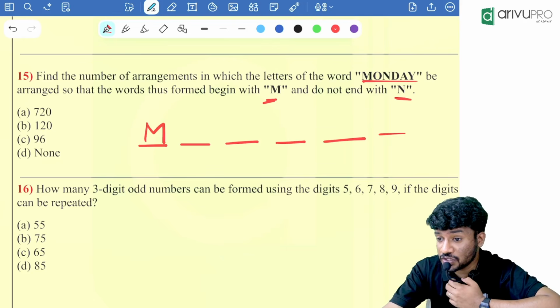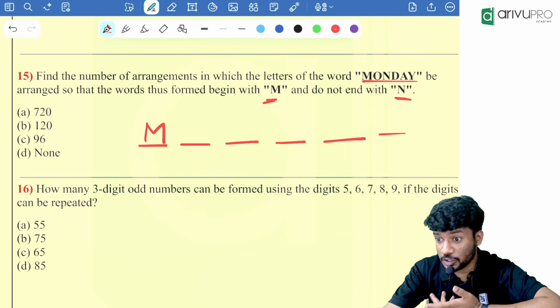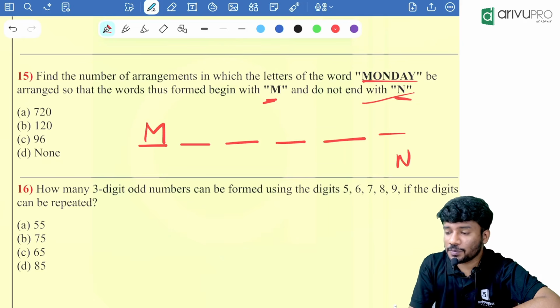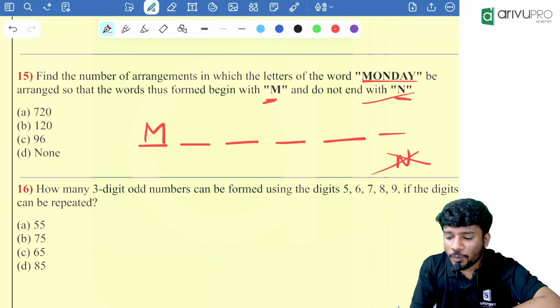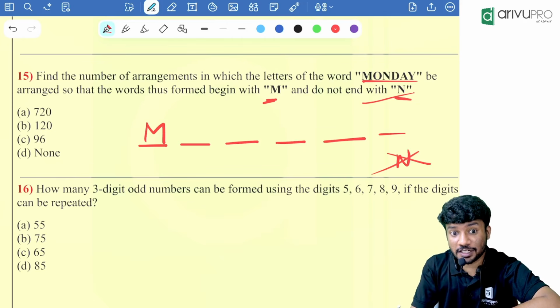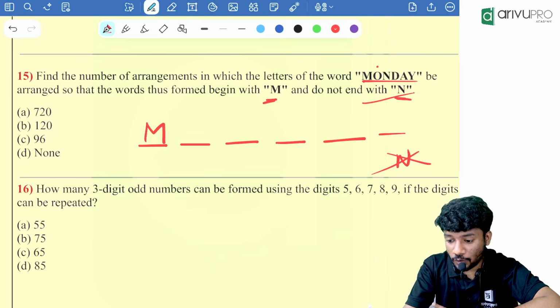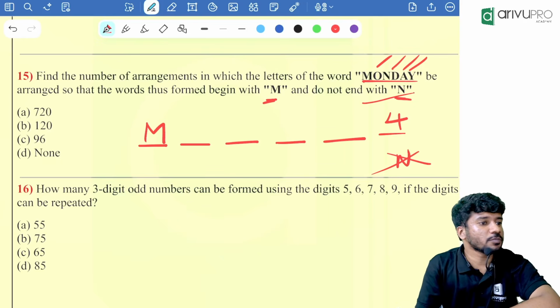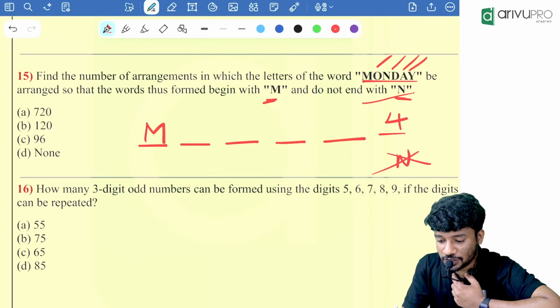So can M sit in the last place? It should begin with M. That means M cannot sit in the last place no matter what. Then do not end with N. That means can N sit in the last place? No. Now, how many people can sit in the last place? Either O can sit, or D, or A, or Y. That means 4 people can sit in the last place.